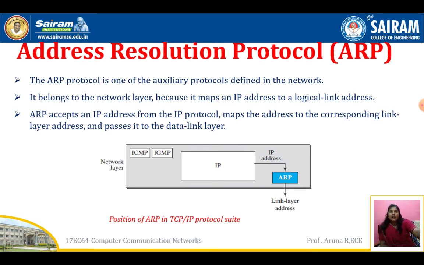As you see, ARP is nothing but the address resolution protocol. The ARP protocol is one of the auxiliary protocols defined in the network. It belongs to the network layer because it maps the IP address to the logical link address. So it is present in the network layer. ARP accepts an IP address from the IP protocol, maps the address to the corresponding link layer address and passes it to the data link layer. As I told you, it converts the IP to the link layer address by using the technique of mapping.